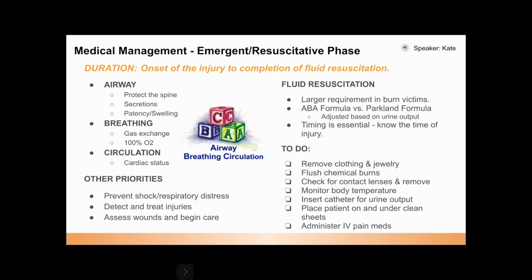For accurate measurement, a Foley catheter is usually inserted. The patient is at risk of developing hypothermia, so their temperature must be regularly monitored. Pain management is a difficult and important task as well. Medications should only be administered via IV in small, repeated doses.